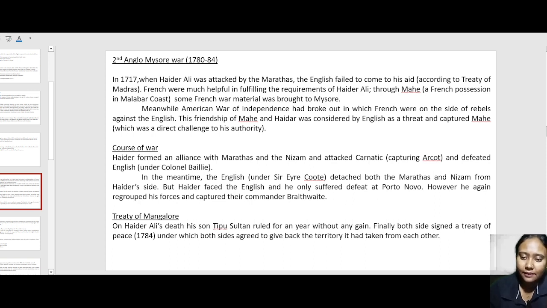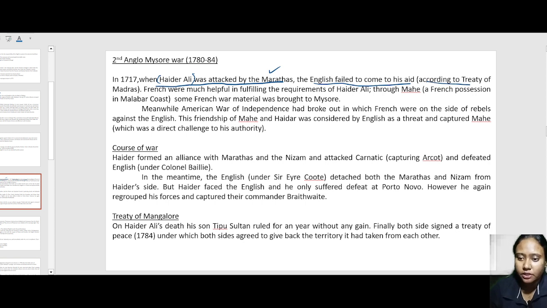In 1771, Hyder Ali was attacked by the Marathas, though he had already accepted the Treaty of Madras. So what happened? The English failed to come to his aid. But according to the Treaty of Madras, he would be helped by the English if he was attacked by other powers.